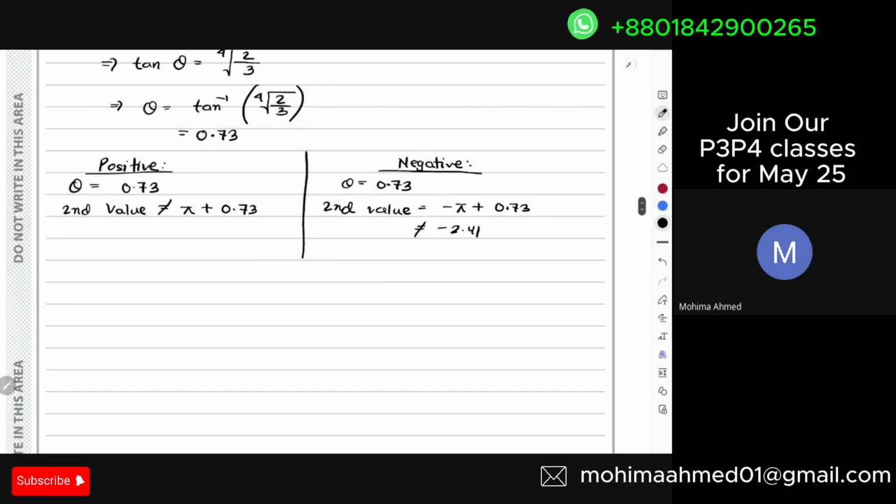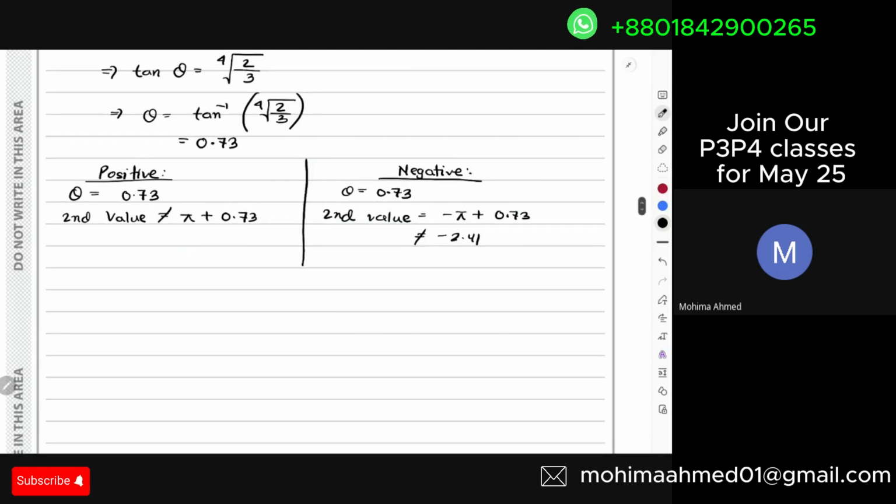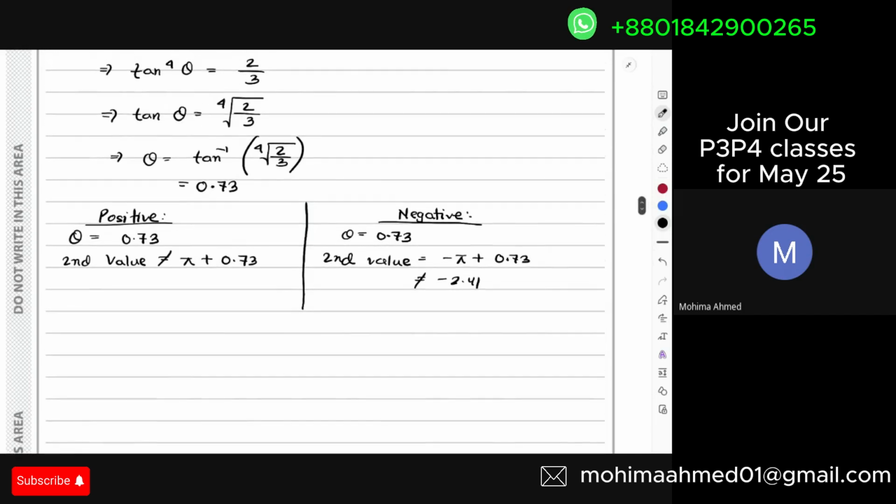So the very basic answer is that we're going to have this positive value, and again for the negative coordinate, we're going to have the same value in the negative, just 0.73, right? Wait, one minute. Since we have the fourth root of 2 by 3, 0.91.